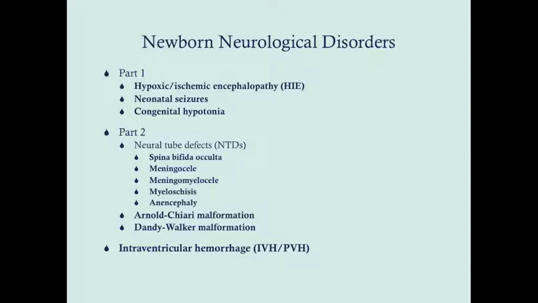The USMLE loves to test neural tube defects, and these are something that are encountered often in pediatrics. Actually, about 10% of the population has neural tube defects, whether they know it or not. It's important to know the manifestations of these, the prognosis, and the management of these five. Now, there are other neural tube defects, but we're not going to talk about some of those rarer ones.